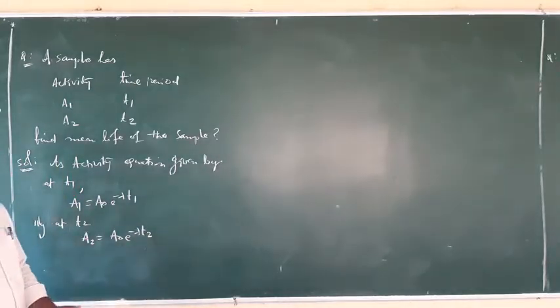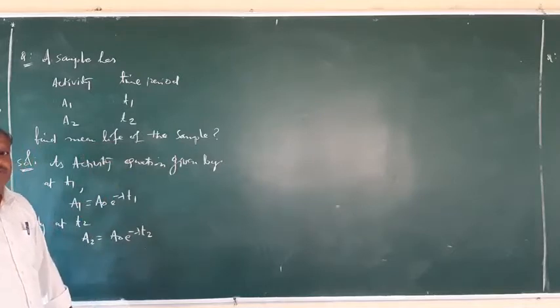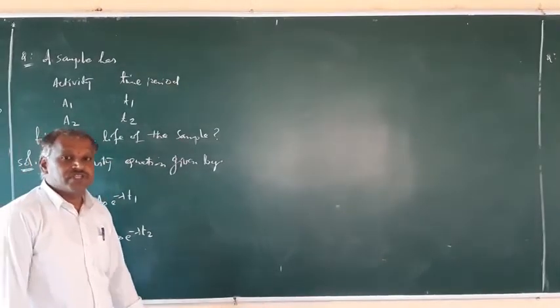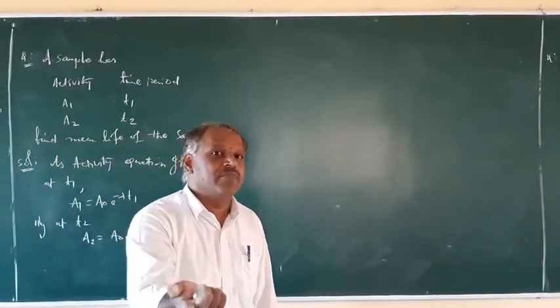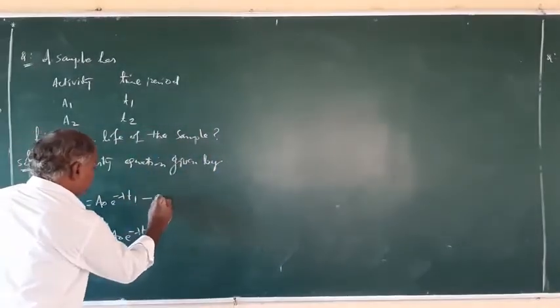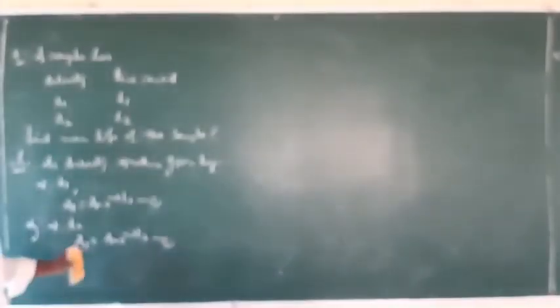We want to calculate the average lifetime or mean lifetime of that sample. Do you know the equation for mean life? Mean life is nothing but the reciprocal of the decay constant, 1 by lambda. So just calculate lambda, take its reciprocal, and you will get the mean life. By using these two equations, equation 1 and equation 2, divide one by the other and you can get the lambda value. Once you get lambda, take the reciprocal to get the mean life of the sample.